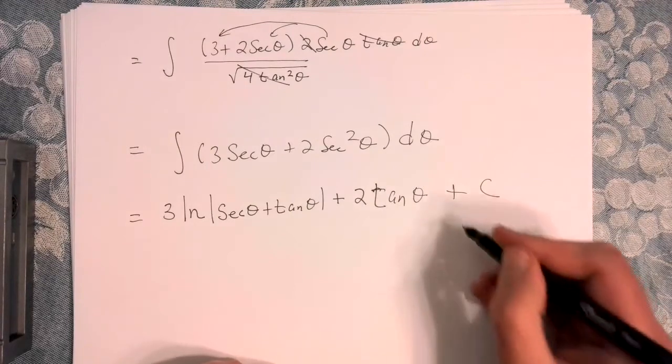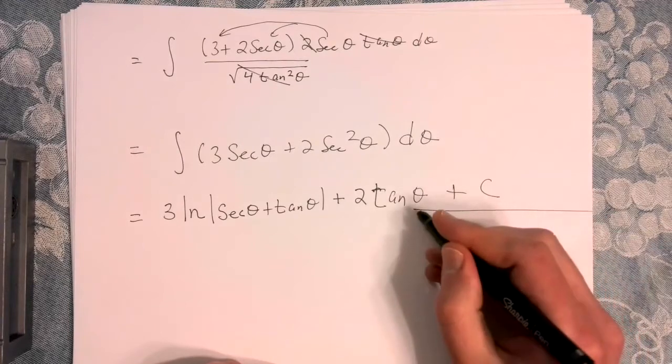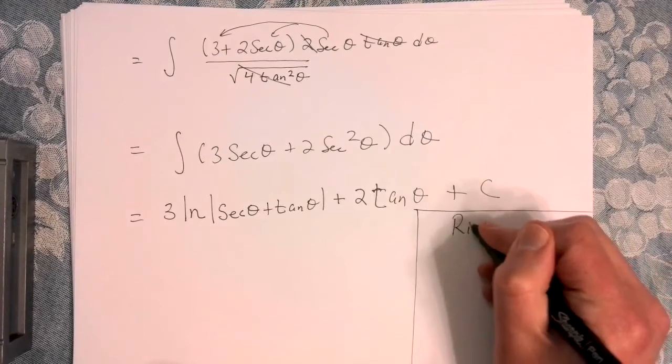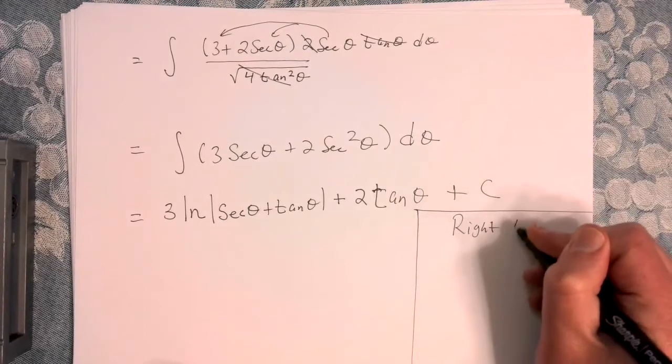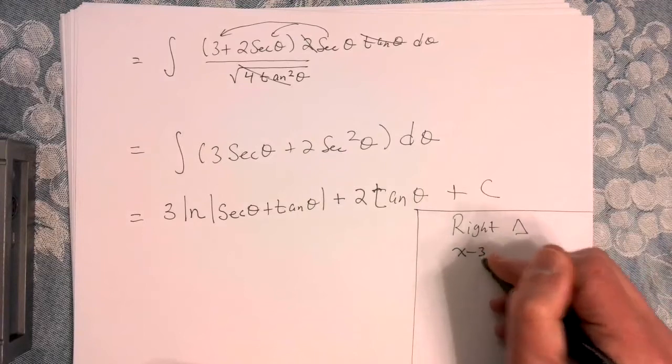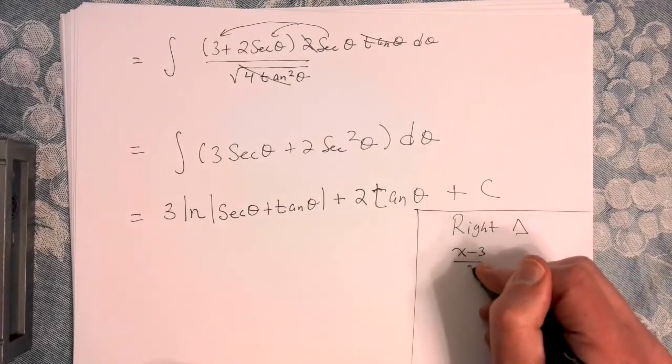And so let's see. We need a right triangle. And we've been saying this whole time that the key is to go back to your original substitution statement and solve for the trig function.